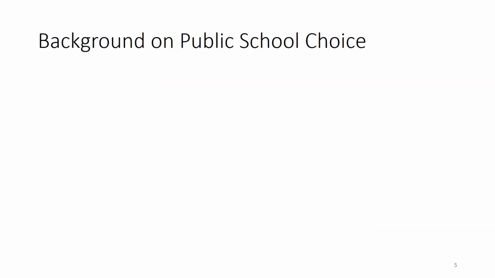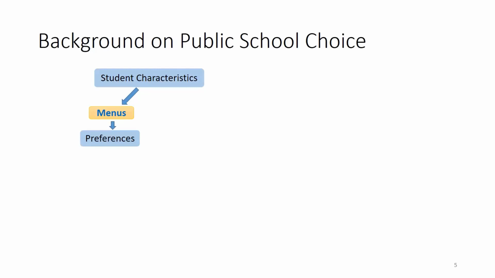Here's some background on public school choice. In many cities, based on student characteristics such as where they live, where their siblings go to school, as well as possible test scores, students receive individualized menus. So this is the set of schools they're eligible for. And out of this set, they indicate their preferences. And oftentimes this is a ranking. So my top choice, second choice, third choice, and so on.